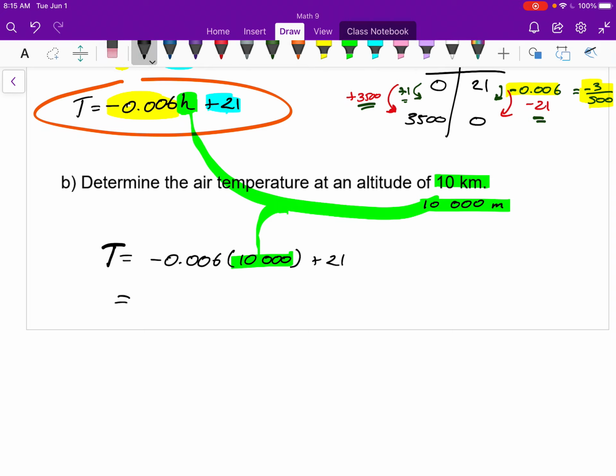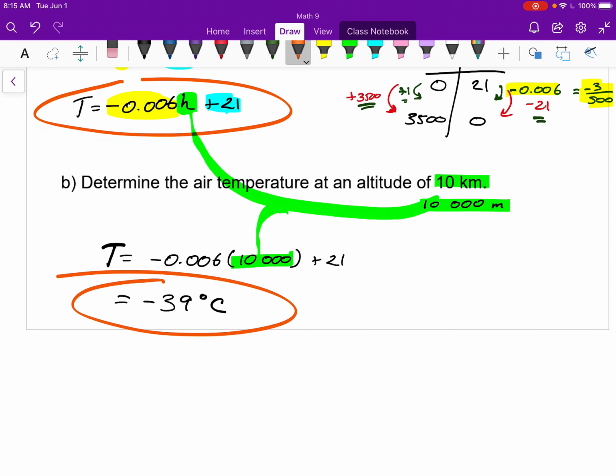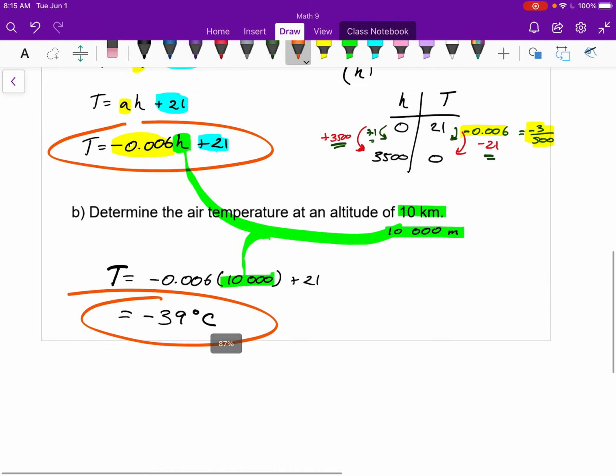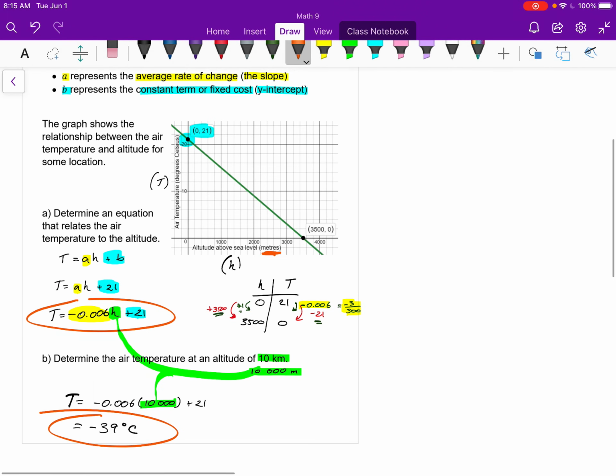And that's really the most important part, but being detailed, go to the calculator, so negative 0.006 times 10,000 plus 21. And according to our model, it's negative 39 degrees. So 39 degrees below zero, 10 kilometers up in the air, which actually is quite reasonable. Again, you go up that high, I don't care where you are in the world, it's cold. And again, that's just based on our model here. All right, really key ideas. And remember again, as in the last few lessons, the tables are not essential, but they're always a good starting point.